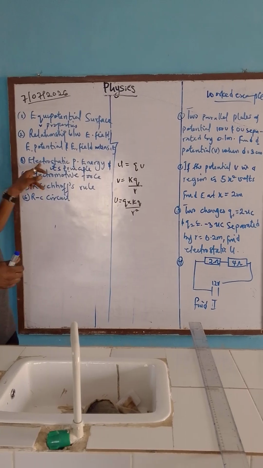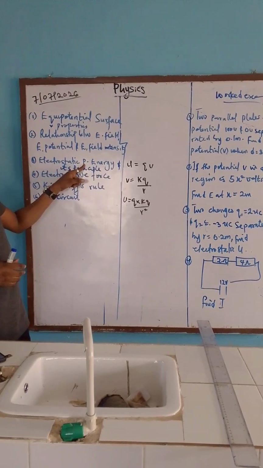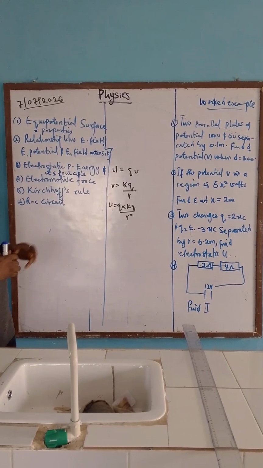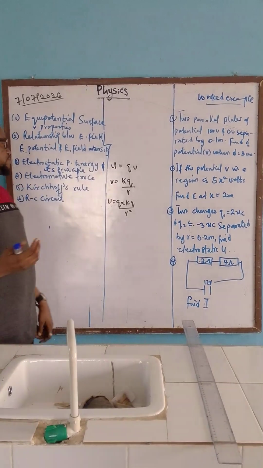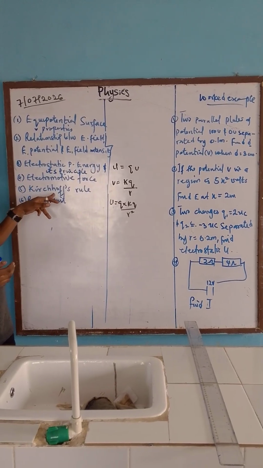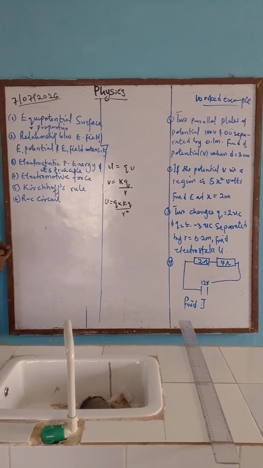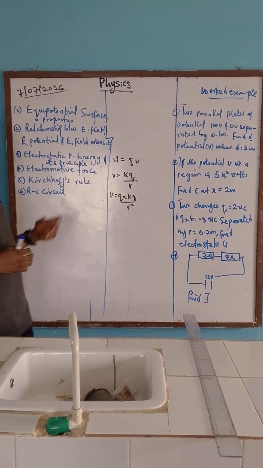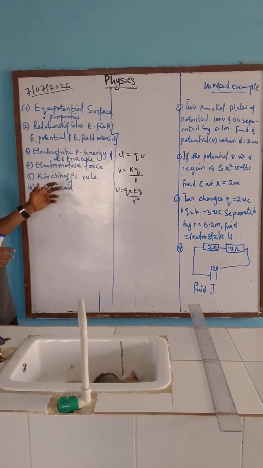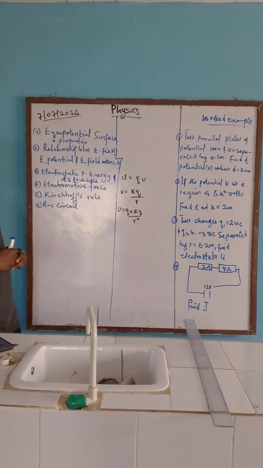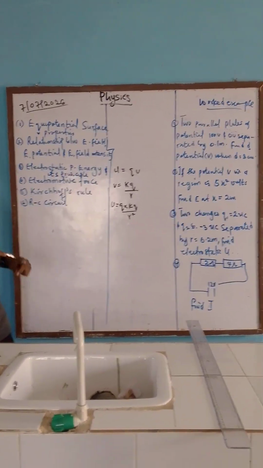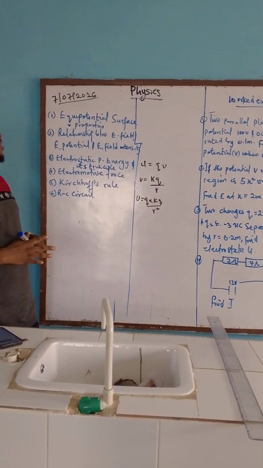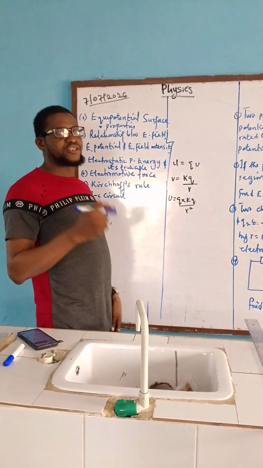So we shall be looking at something called electrostatic potential energy. P for potential, and this is energy. We shall be looking at that one as well. We shall be looking at electromotive force. We shall be looking at Kirchhoff rules. There are two rules for this man. One of them is called current, and the other one is called voltage. Then we shall be looking at a circuit that has to do with resistor and capacitor. So this is going to be the concluding part of our discussion in electricity.